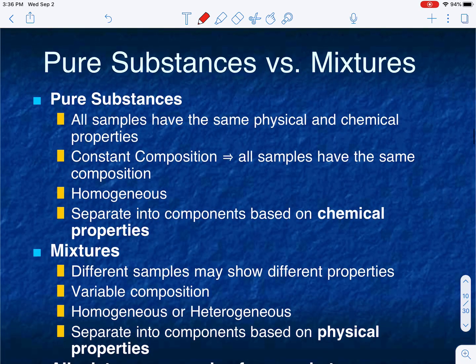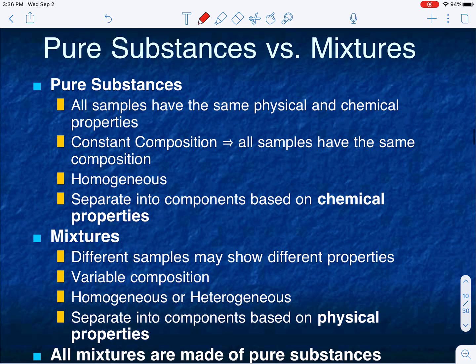So let's look at the difference between a pure substance and a mixture. Well, we know pure substances would be like elements and compounds. And we know that they have certain physical and chemical properties, and some stuff we're going to learn about in just a second. They're always homogeneous.